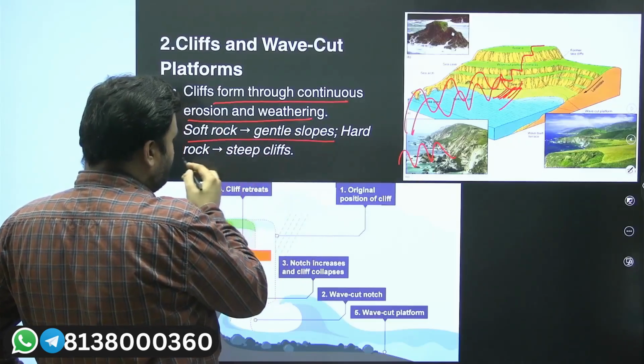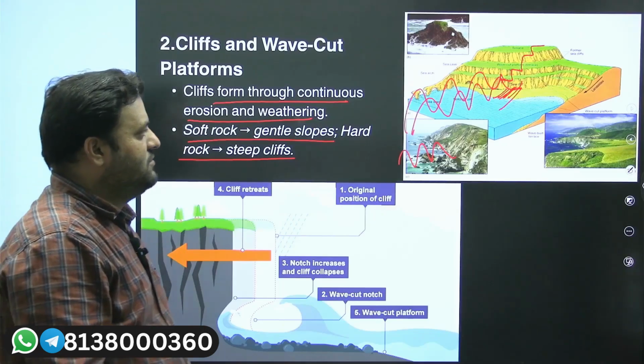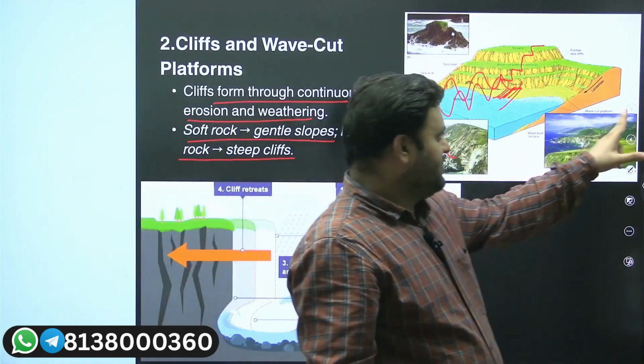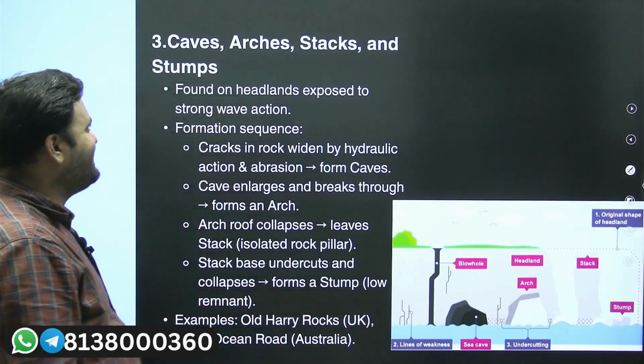Soft rocks have gentle slopes and hard rocks will have steeper slopes. So I told you with respect to hard and soft rocks. Then the next one is caves, arcs, stacks and stumps.